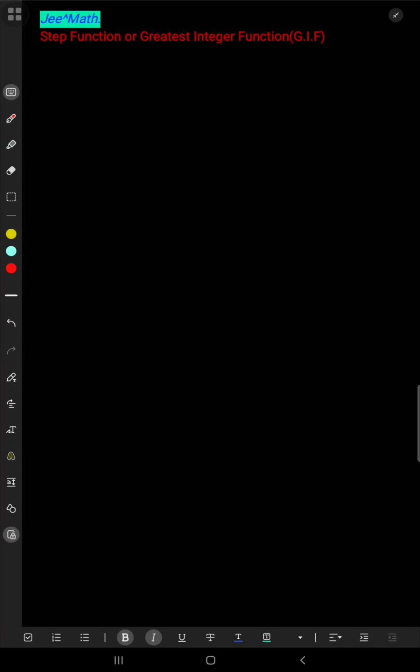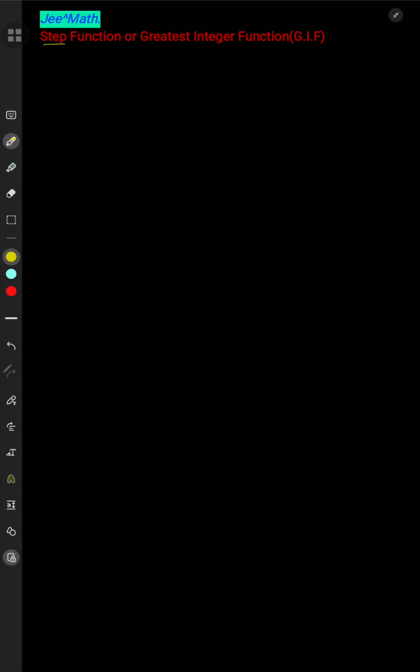Now we'll discuss a step function. Step function or greatest integer function. Okay. So we'll say it as GIF, greatest integer function. Okay. So see here that greatest integer function is denoted like this, and we'll say it as step of x.